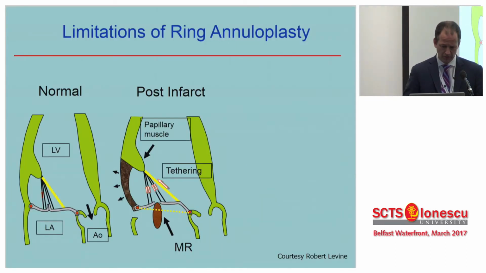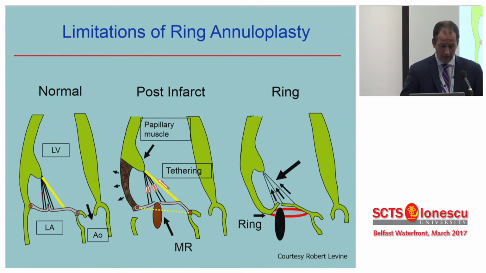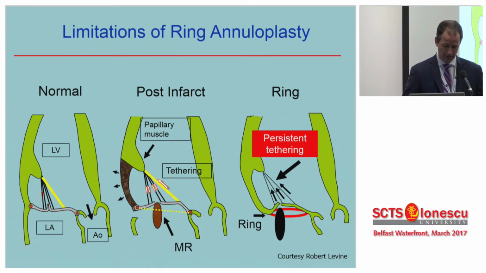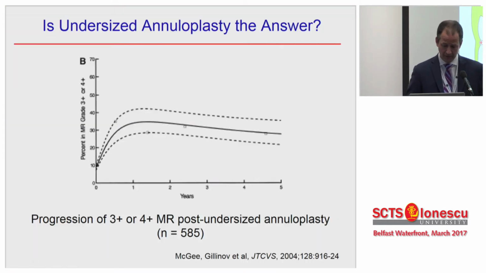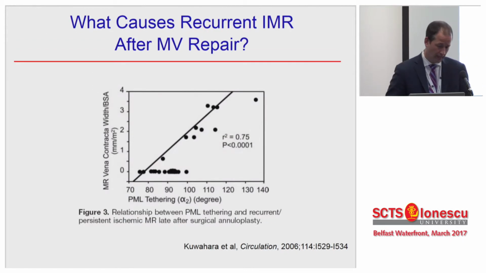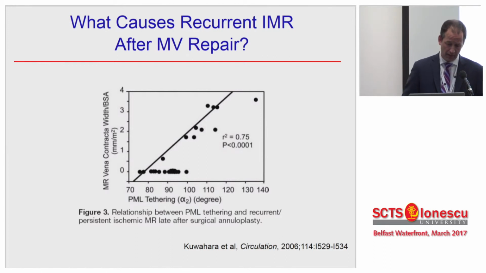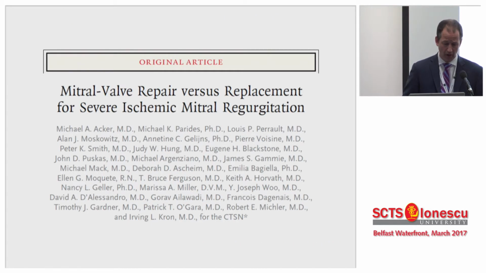So what are the limitations of the ring annuloplasty? As you all know, it does not prevent this increased tethering in all patients. You do have persistent tethering in a significant proportion. This is the slide that we've all seen a million times, showing a recurrence rate of about 30% from the Cleveland Clinic experience. But if you look at the randomized trial that came out from CTSNet, it's actually much higher than that. This is a study from Japan basically showing that the more severe the tethering of the posterior leaflet, as measured by this angle, the more likely the patients are to come back with recurrent MR.